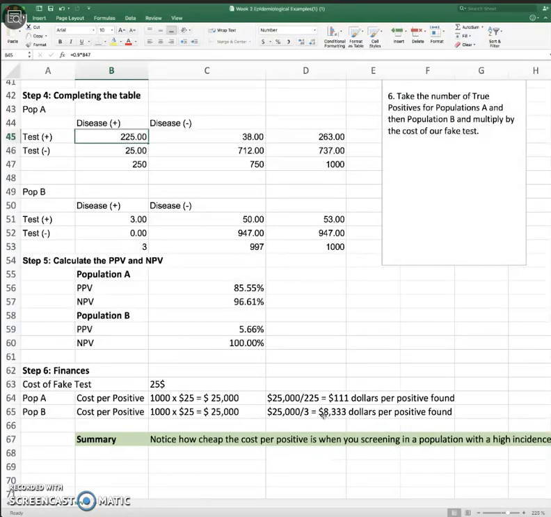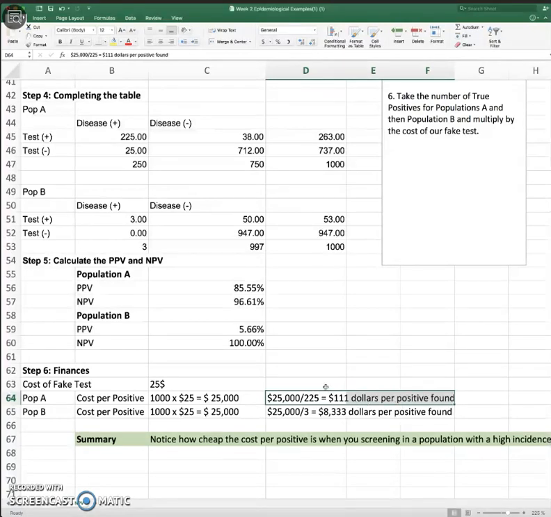Oftentimes, public health departments are moving away from screening heterosexual people for HIV, and the reason is this dollar amount here. When you screen in a population where there's low prevalence, on average, you're going to pay more per positive found. However, if you screen in a high prevalence population, you get more bang for your buck. You get more positives, which prevents more people from spreading, potentially.